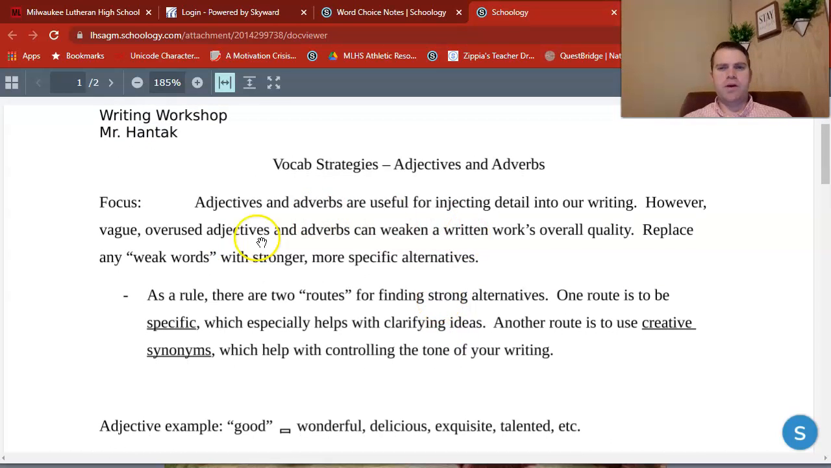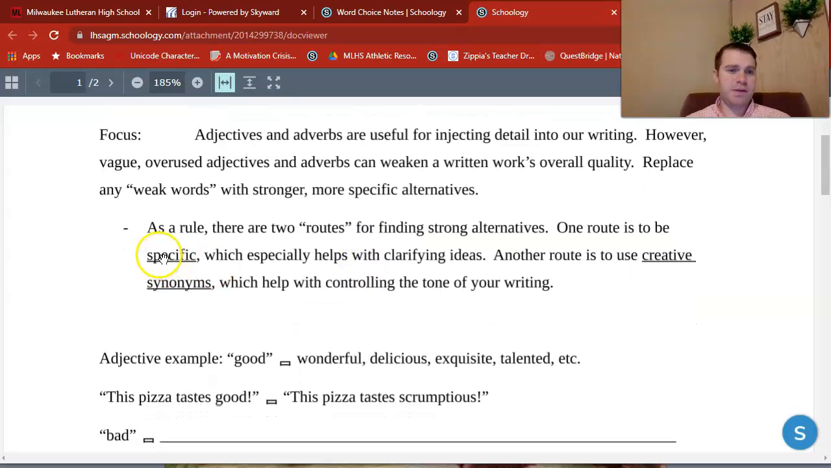So as a reminder, we want to work any sort of vague or overused adjectives and adverbs out of our writing. We want to replace them with stronger, more specific, or more creative alternatives. Those are the two routes we talked about in class. One route is being specific. So for instance, if I wanted to say that someone is a good basketball player, I might want to use a more specific term for good right there. Something like talented or skilled or strong to identify how exactly he's a good basketball player.